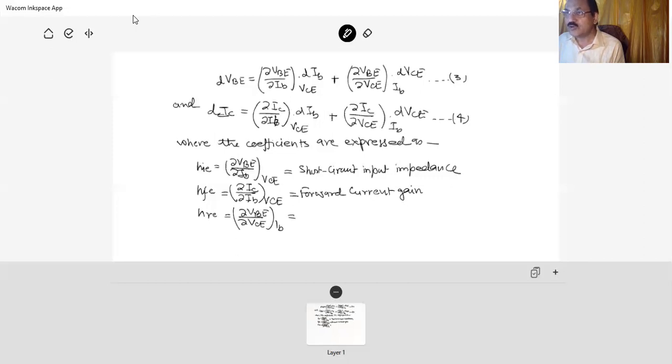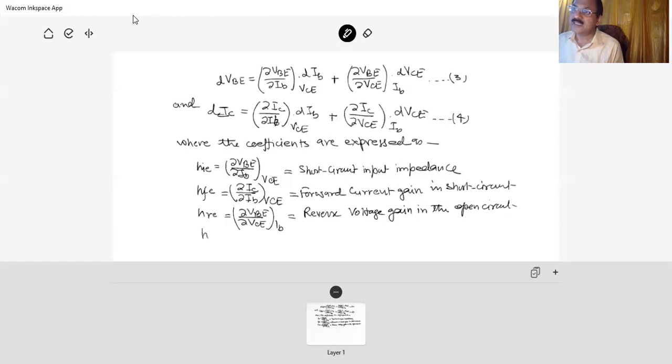So in this case, ratio of input voltage upon output voltage, while gain is output upon input, so it is reverse. This is reverse voltage gain in the open circuit. Here it is forward current gain in short circuit.